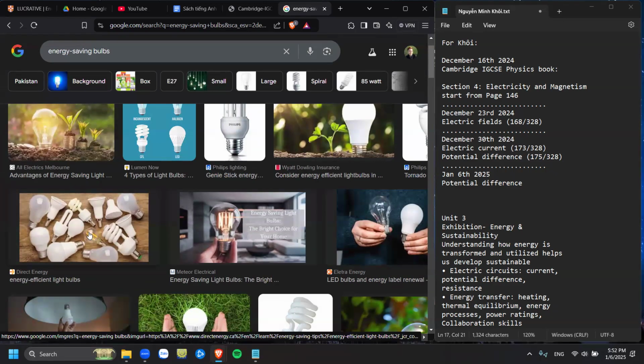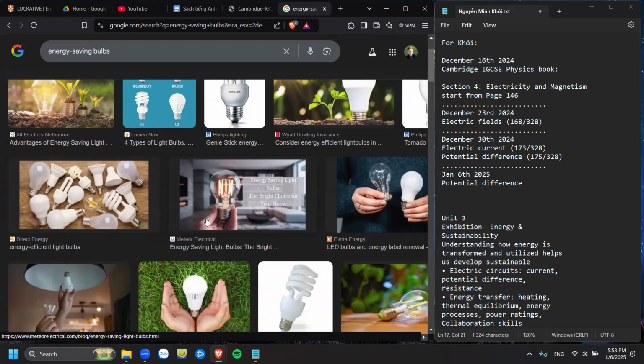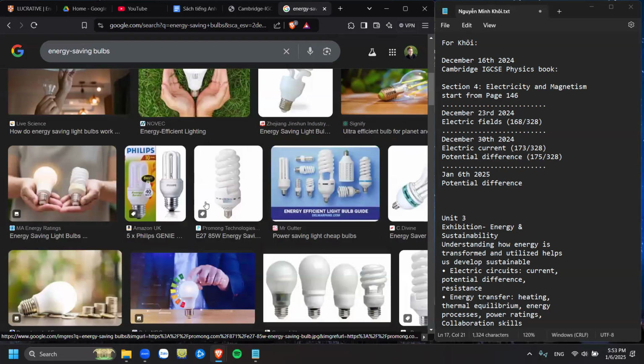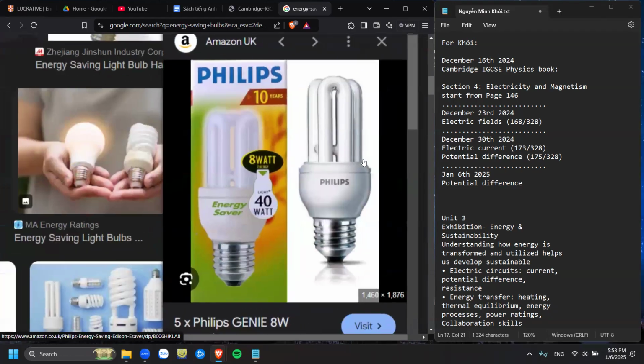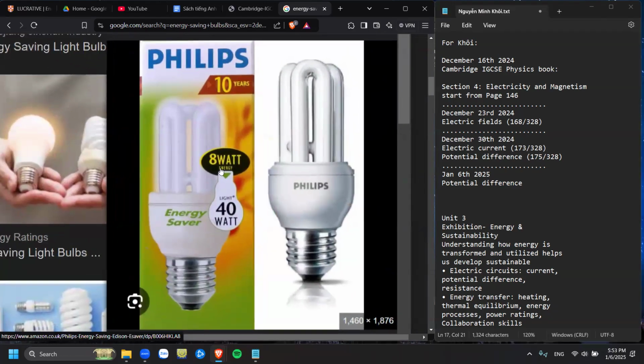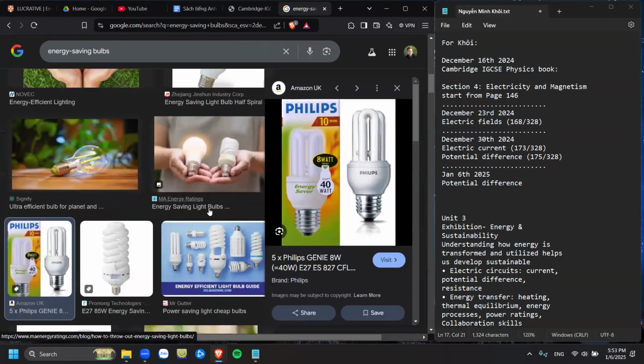Yeah, but because they are energy saving, they consume much less electricity, but the amount of light produced is almost the same as the traditional light bulb. So it's much better to use them. For example, you look at this one. They say 8 watt of energy, but equal to a 40 watt traditional light bulb, isn't it? So it means your electricity bill will go really down if you use these energy saving light bulbs.